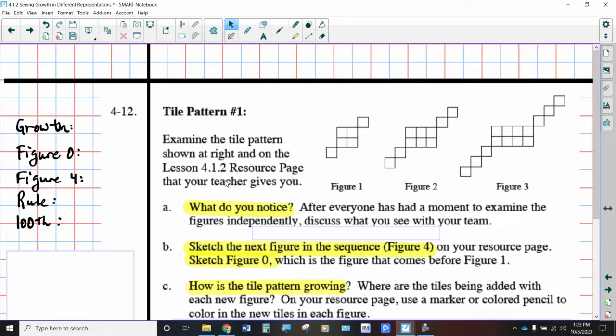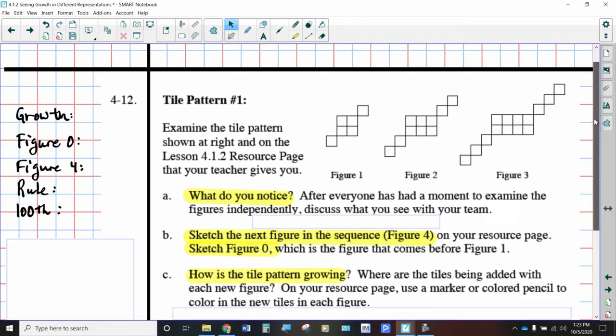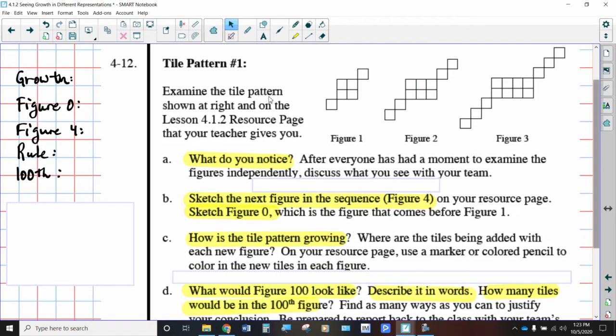All right, so what is it we are going to be doing with these tile patterns? First thing we're going to be doing is looking at these patterns to see if we can identify a constant growth rate or some sort of pattern with the growth rate. We saw in yesterday's lesson that each one of those tile patterns had exponential growth. Today, things are going to be a lot easier. We're going to have linear growth, so there will be a constant growth rate.